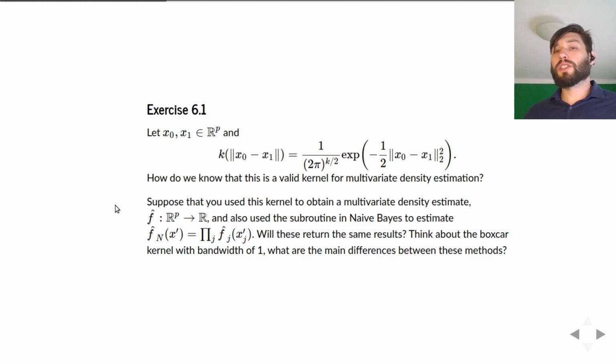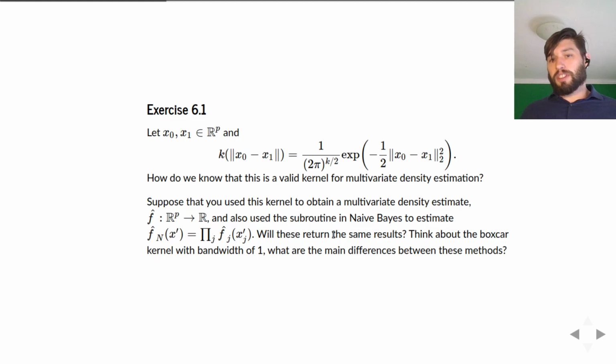And then suppose that you use this kernel to obtain a multivariate density estimate. Let's just call it f hat. So that means that you use the multivariate density estimate just based on the formula that we saw before to construct this f hat. And then instead, suppose that you use the subroutine in naive Bayes to estimate f hat sub n. So just imagine that we lumped all the data together. We don't have different labels. We just have all of the data in one place. And then you use the subroutine in naive Bayes, which means that you estimate each of these coordinates f hat j separately. Right? And then you take their product to get your f hat sub n.